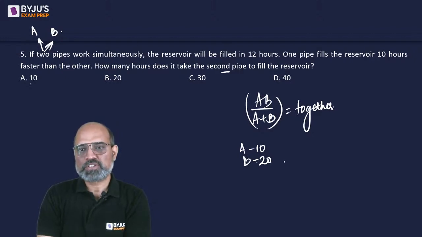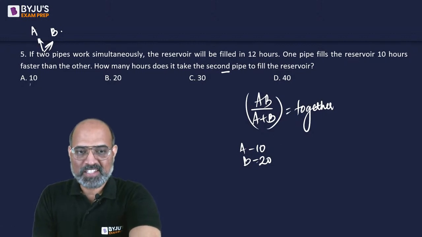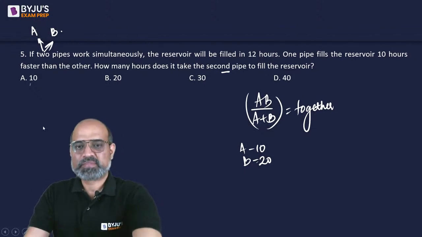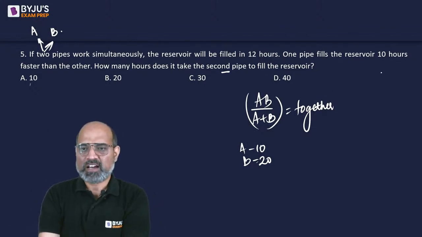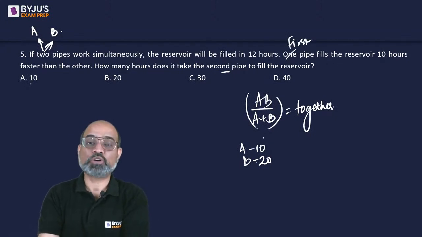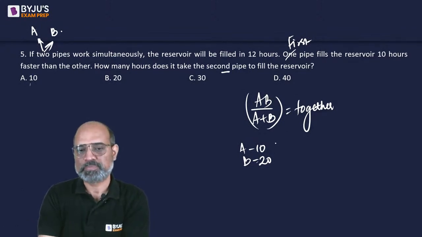One pipe fills the reservoir in 10 hours. This is a little complicated because which second pipe is it talking about? Yes, this is the first pipe. So instead of "one pipe" we can consider this to be the first pipe. Then only this will make sense. Otherwise, if the second pipe takes 10, then the first pipe takes 0, right? The first option will not make sense.